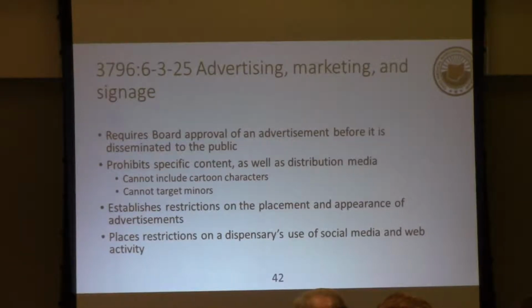The advertising, marketing, and signage for dispensaries is set forth next. This requires board approval of an advertisement before it's disseminated to the public, and prohibits specific content as well as distribution media. Advertisements cannot include cartoon characters, and cannot target minors. This establishes restrictions on the placement and appearance of advertisements, and places restrictions on the dispensary's use of social media and web activity.